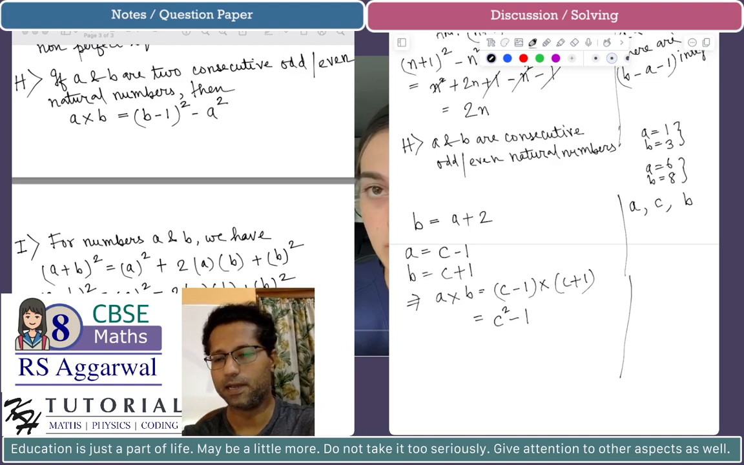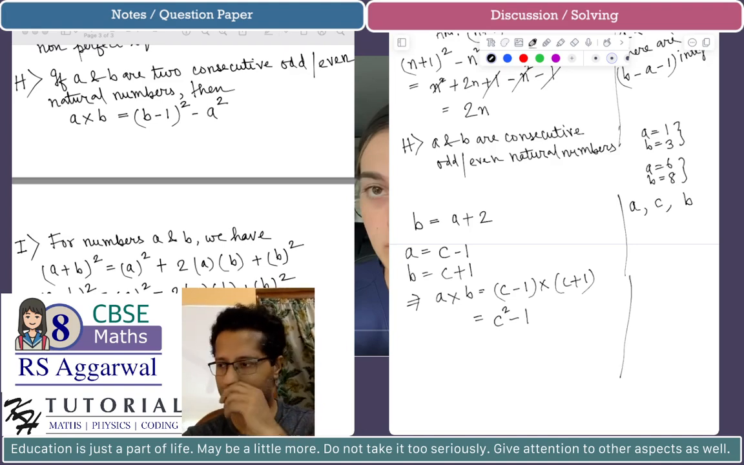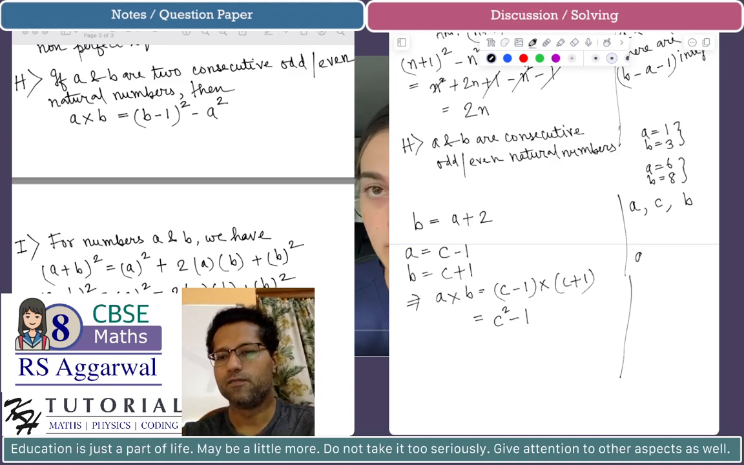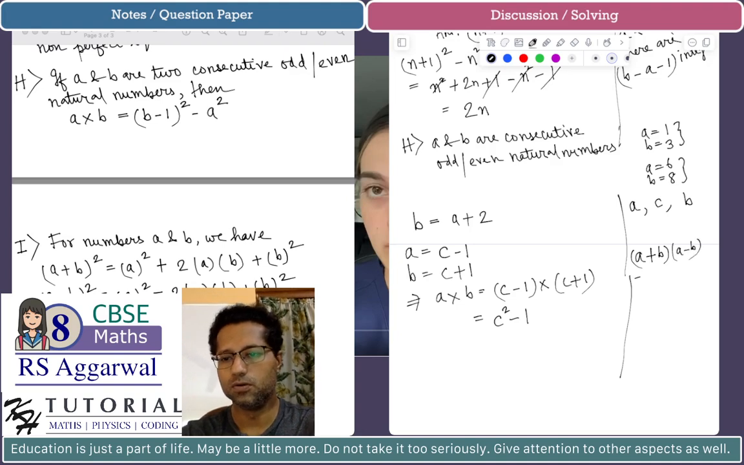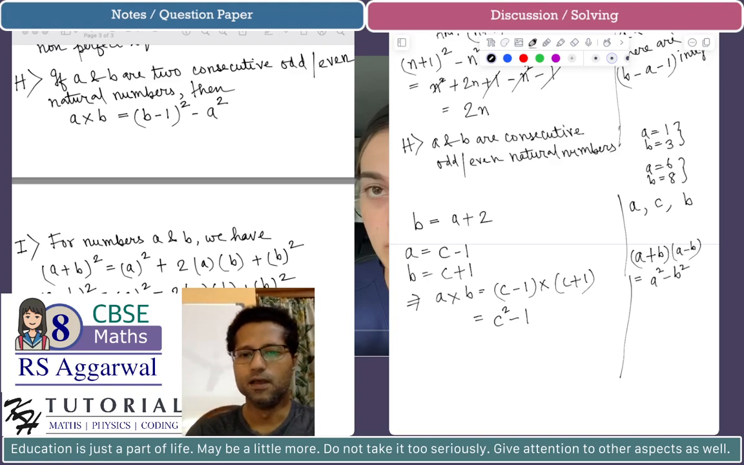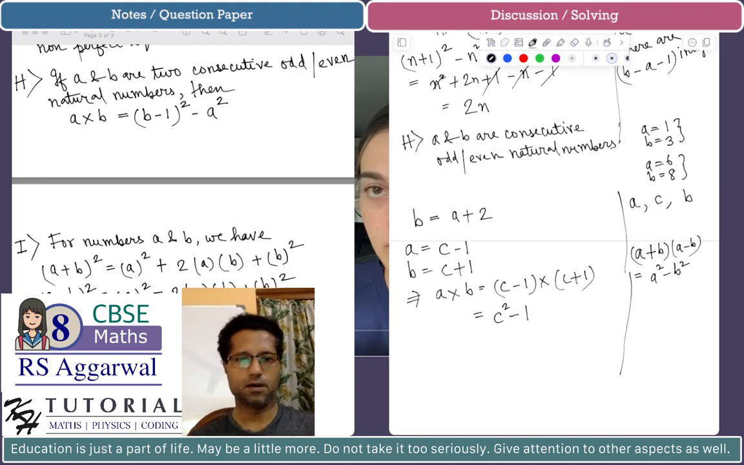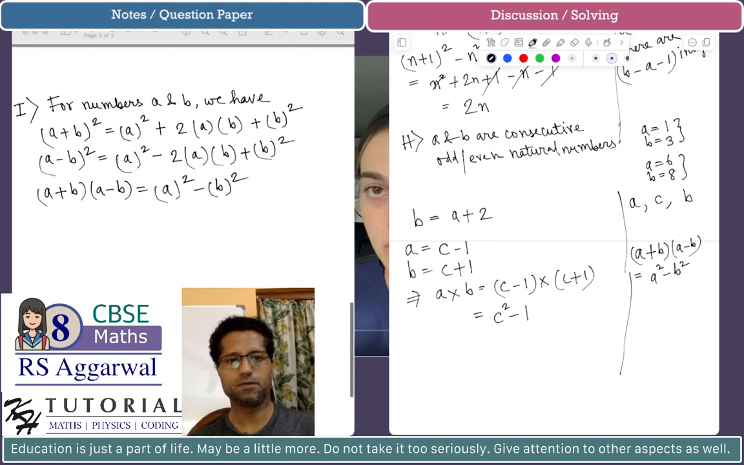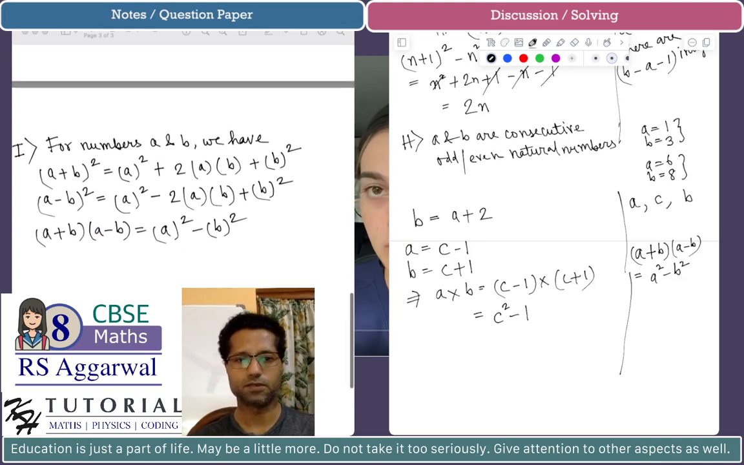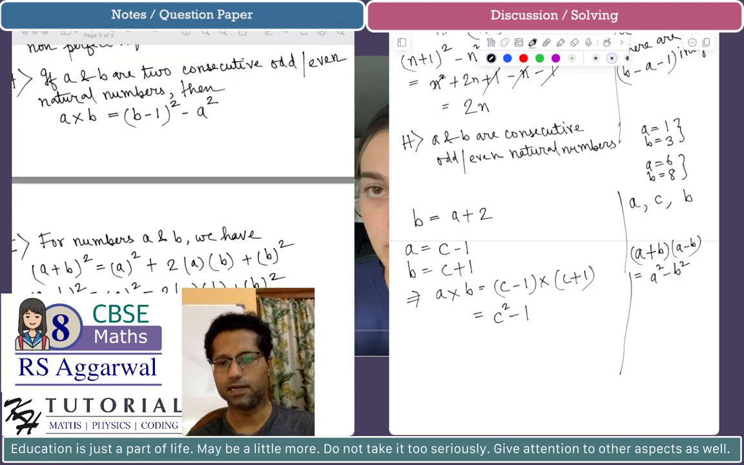There is an algebraic identity that for any two numbers a and b, you will have a plus b multiplied by a minus b is equal to a square minus b square. This identity, and a plus b whole square and a minus b whole square, I have written down in a separate properties section of square numbers, perfect squares. So now we can see that a multiplied by b will be equal to c square minus 1.